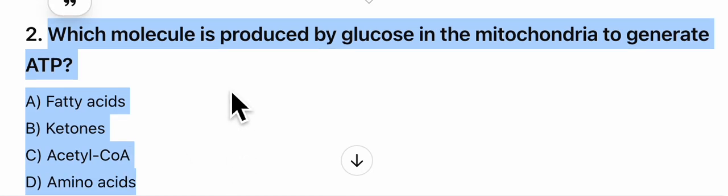Which molecule is produced by glucose in the mitochondria to generate ATP? A. Fatty acids. B. Ketones. C. Acetyl-CoA. D. Amino acids.